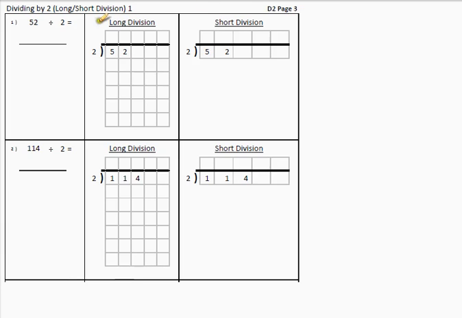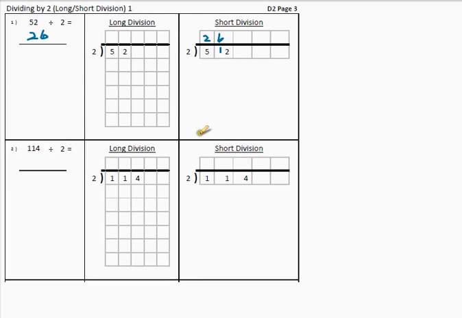Now we're going to start to learn long division and short division. If we have something like 52 divided by 2. I'll show you later in the video also very fast mental methods to do it. 2 goes in 5 how many times? Twice. 2 times 2 is 4, so there's a remainder of 1. Okay? 2 goes in 12 how many times? 6. So my answer is 26.